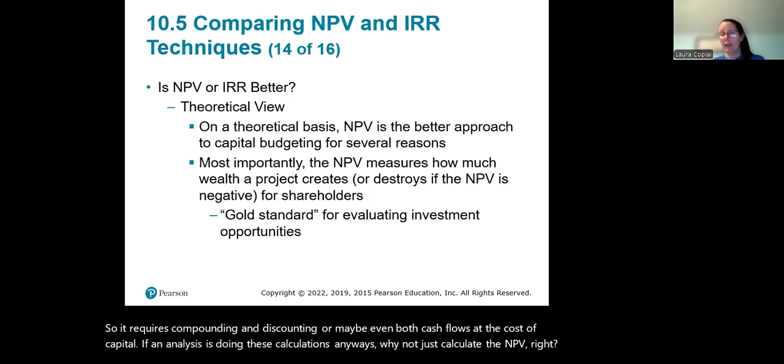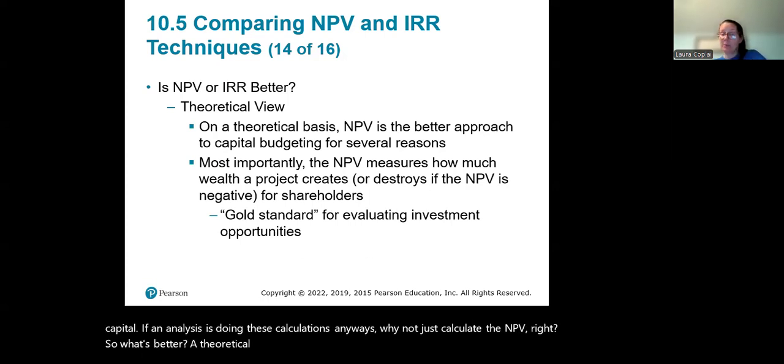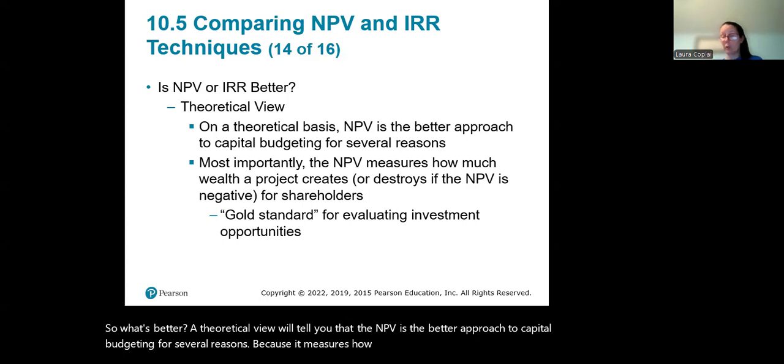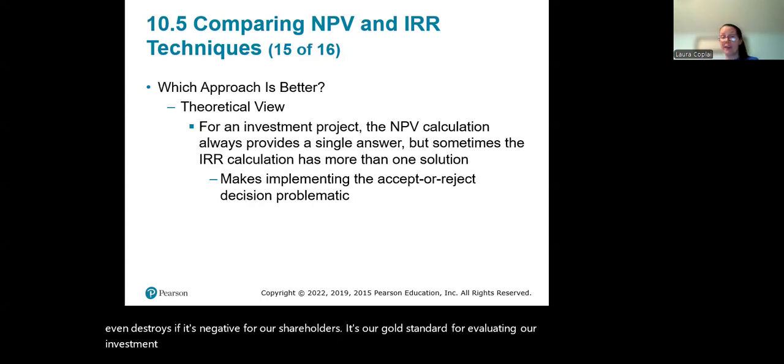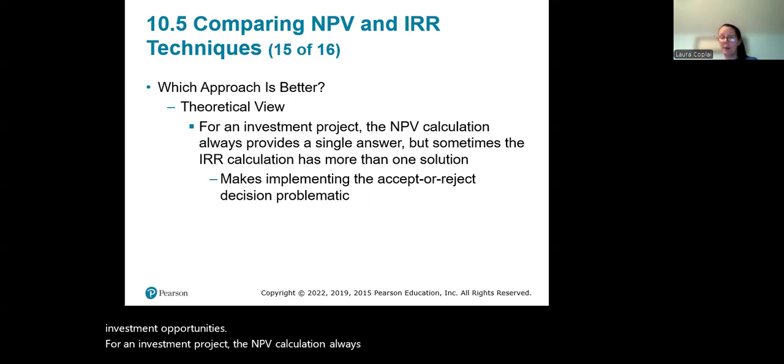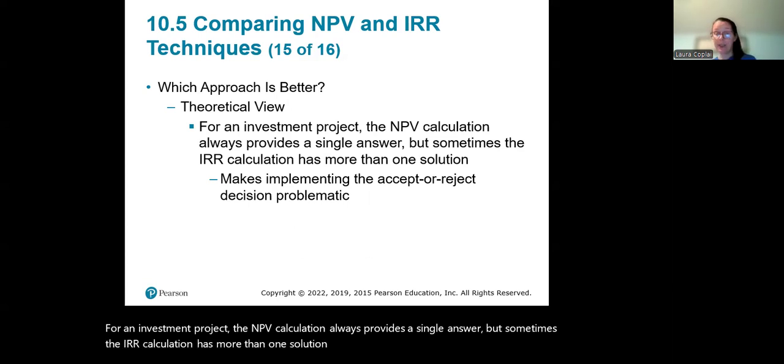So what's better? A theoretical view will tell you that the NPV is the better approach to capital budgeting for several reasons, because it measures how much wealth a project creates, or maybe even destroys if it's negative, for our shareholders. It's our gold standard for evaluating our investment opportunities. For an investment project, the NPV calculation always provides a single answer, but sometimes the IRR calculation has more than one solution, which we saw. So it makes implementing the accept or reject decision problematic.